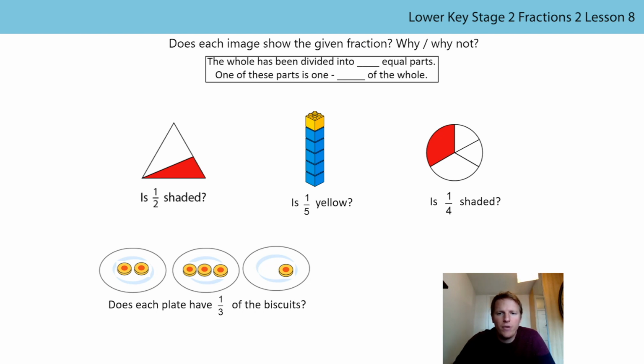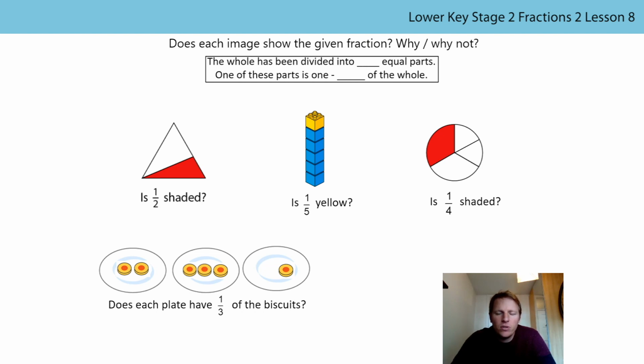Okay, so some more practice for us. In this section, I've got 4 different images, and they are again of different contexts. I want you to think, does each image show the given fraction? Why is this, or why is this not the case? I want us to keep using this sentence that you must know quite well by now. The whole has been divided into equal parts. One of these parts is one of the whole. So pause the video, have a think about each one individually.